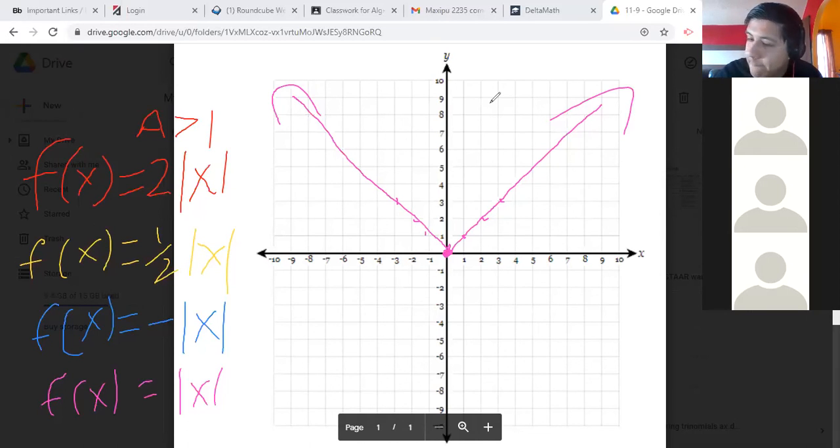Wouldn't it be a reflection? No, not in this case. It's only if we have a negative number. So the 2 tells us that we're going to stretch. The way that we're going to graph this is just say, okay, 1 times 2 is 2, 2 times 2 is 4, 3 times 2 is 6, and so on, and 4 times 2 is 8. Same thing on the other side, -1 and 2, -2 and 4, -3 and 6.